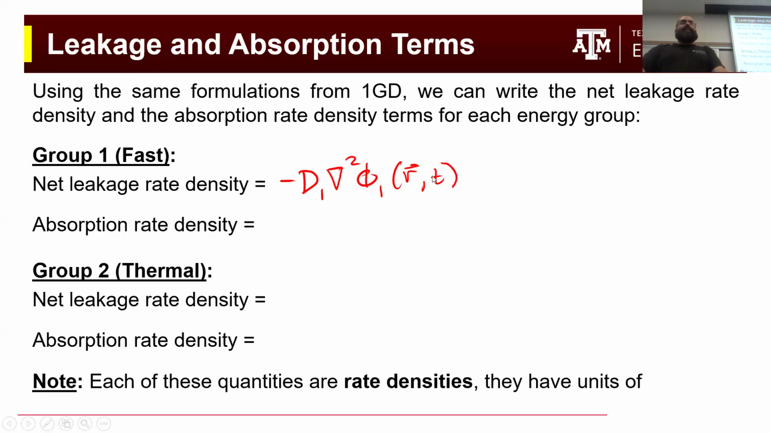That looks just like the net leakage rate density for one group diffusion. All I'm doing is adding subscripts 1 on the diffusion coefficient and the flux to remind myself that this is the net leakage term for group 1.